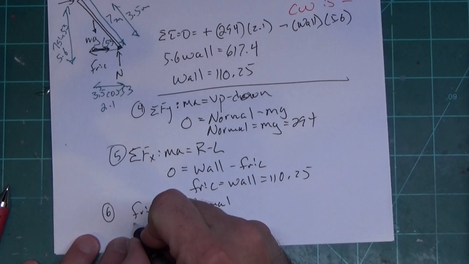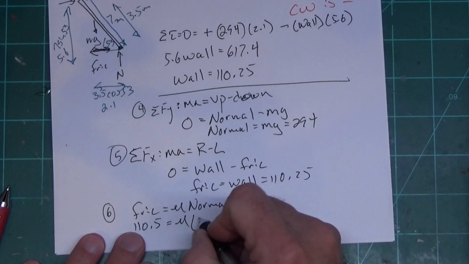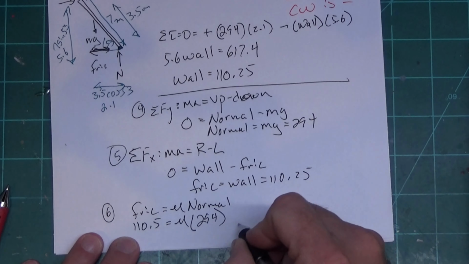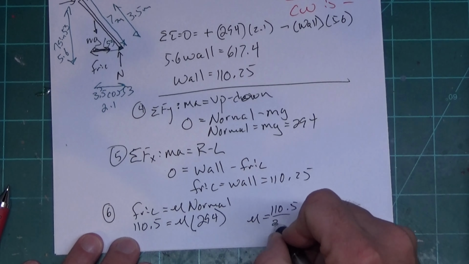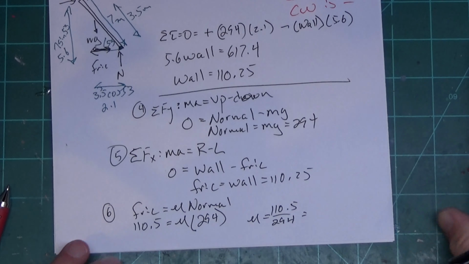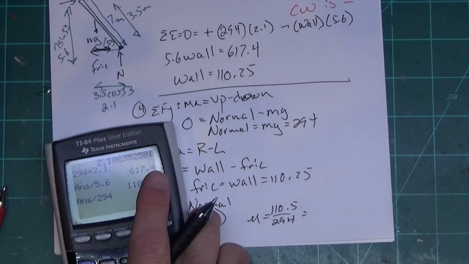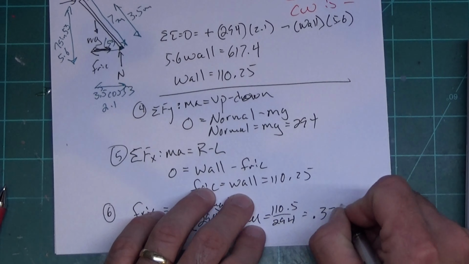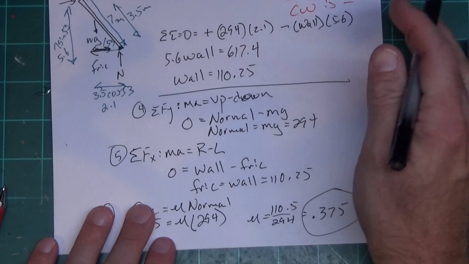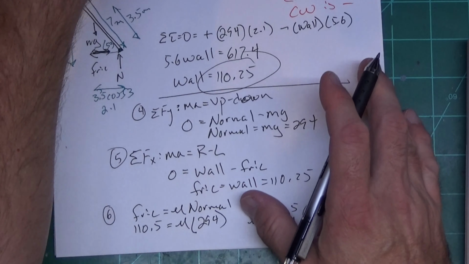So 110.25 is equal to mu times 294. So mu is 110.25 divided by 294. We take our calculator and divide that by 294, and we find our coefficient of friction is 0.375. Alright, so there's our coefficient of friction. There's the force the ladder exerts on the wall.